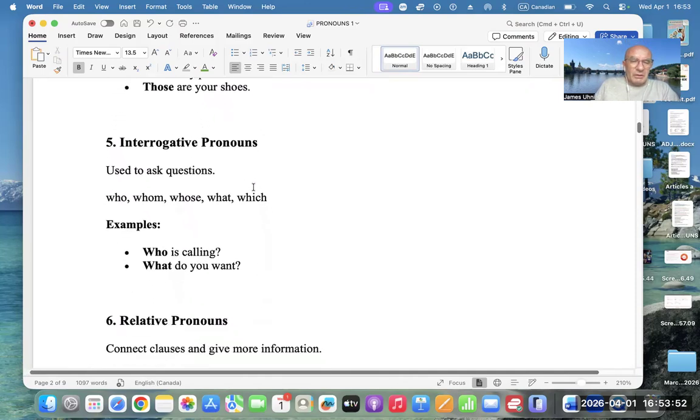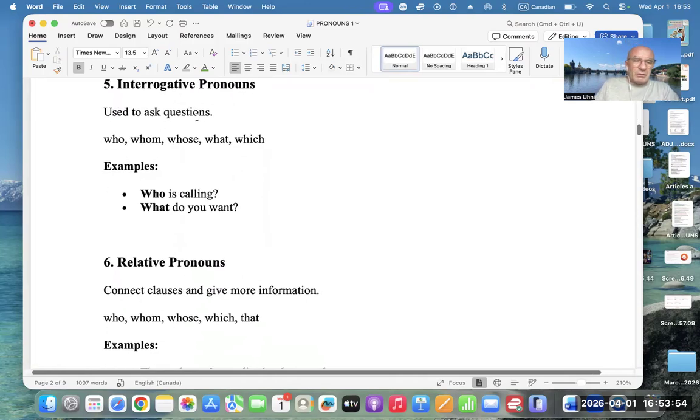Then there are interrogative pronouns, used to ask questions. Who, whom, whose, what, and which.